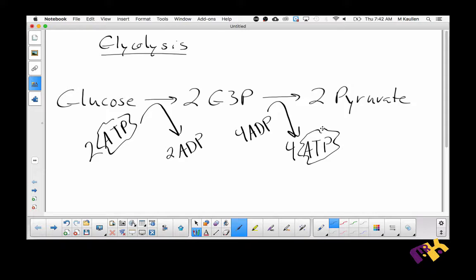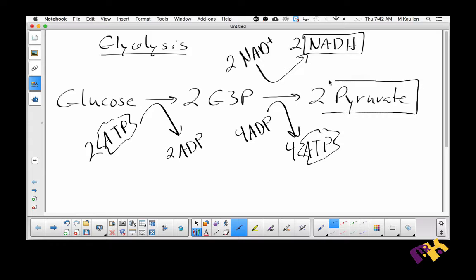We also are able to reduce NAD+, and that happens for each of these G3P molecules being converted to pyruvate. So 2 NAD pluses go in, and we load them up with high-energy electrons, making NADH. All right, so that gets us through to this molecule, pyruvate.